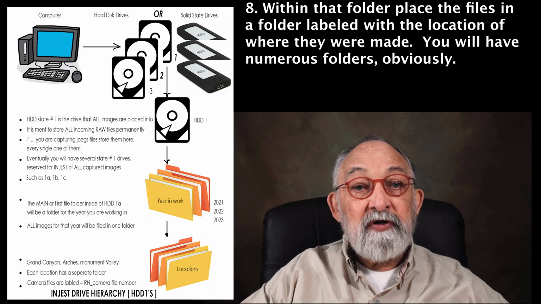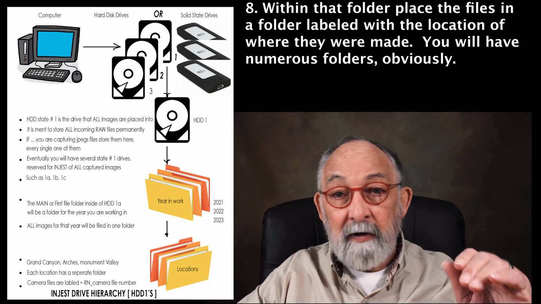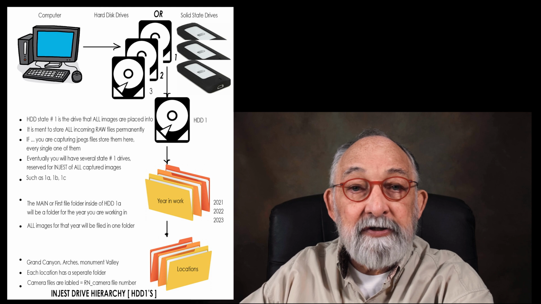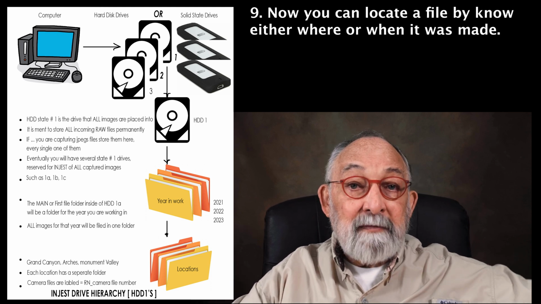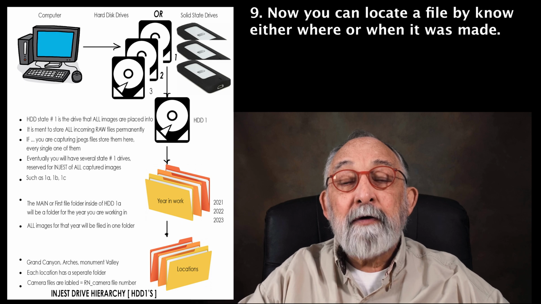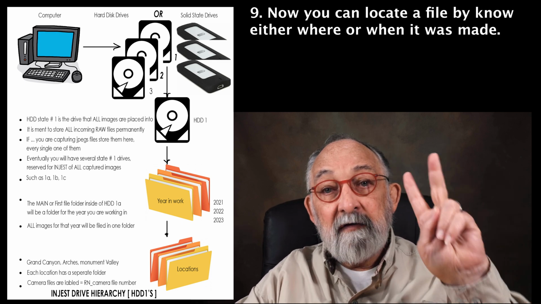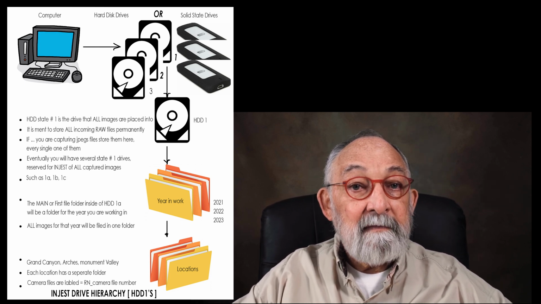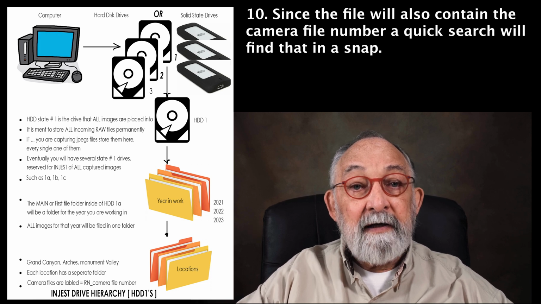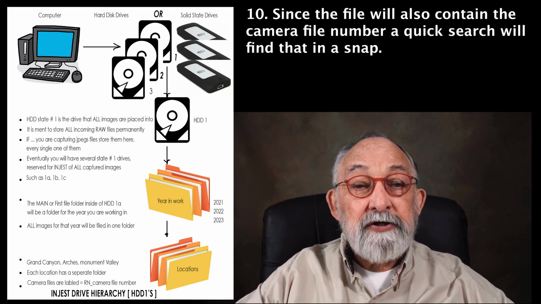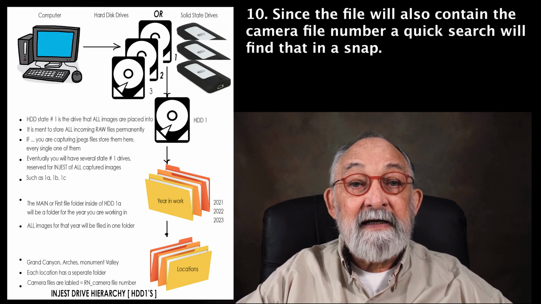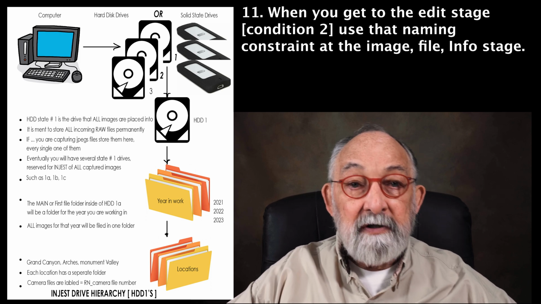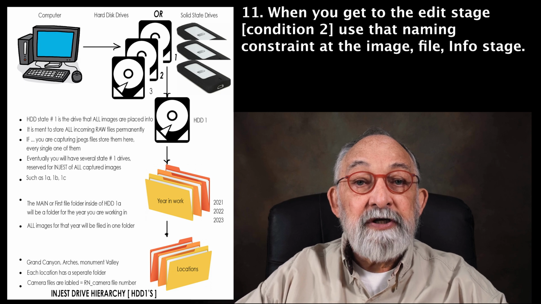Now, you're going to have numerous folders, one for Grand Canyon, one for Hawaii, wherever you go, wherever you're taking pictures, from your regular city, your town, your farmland out south. I don't know, but you put a year folder followed by a location folder. Easy enough. Since the file will also contain file numbers, a quick search is in order, and you can find any image in a snap.